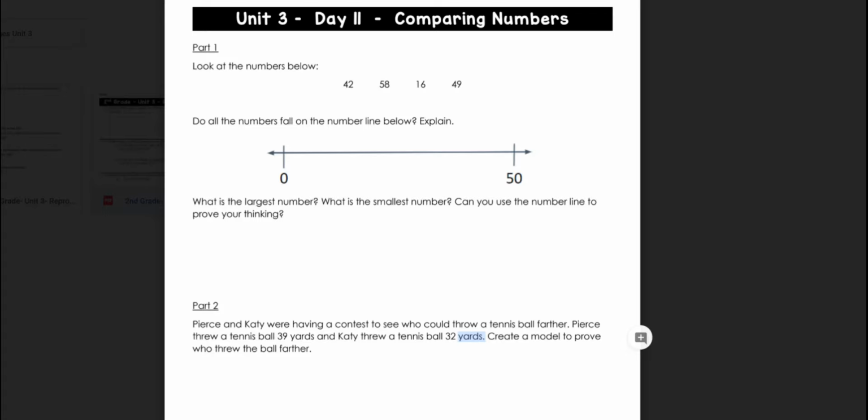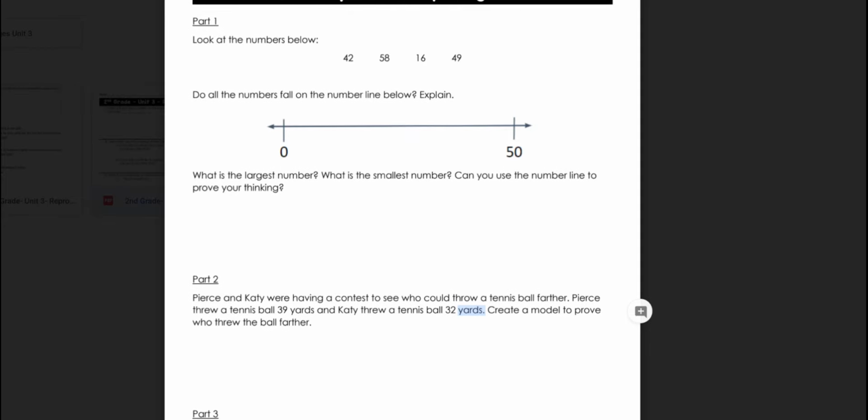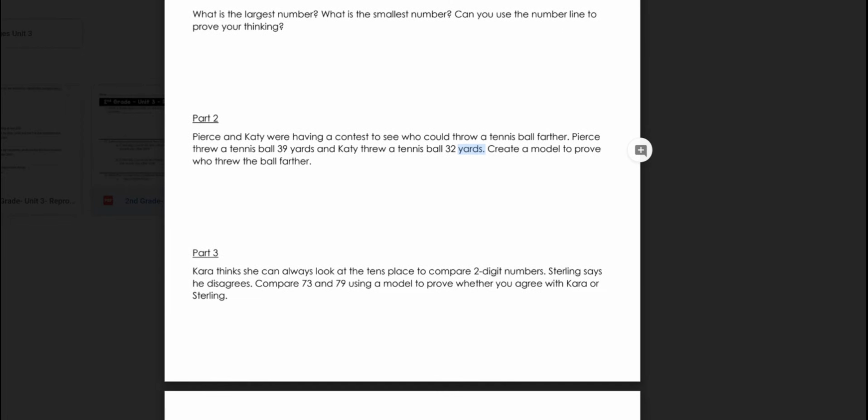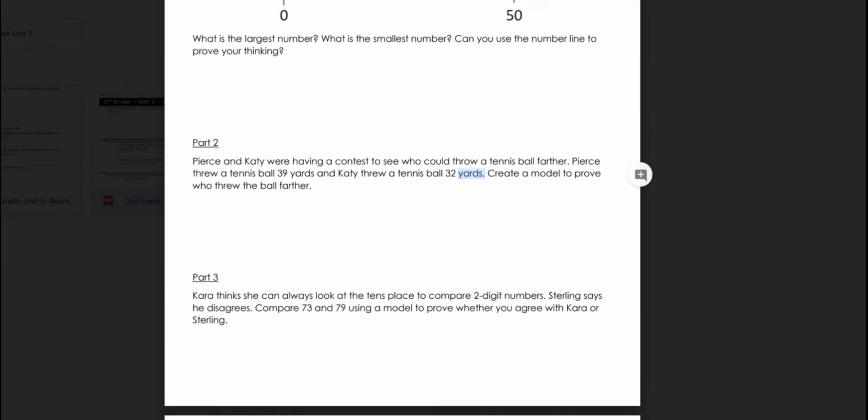And our learning target on these days is always, I can make sense of problems and persevere in solving them. So persevering through these problems and using what we know to help solve them. So I hope that makes a little bit of sense.